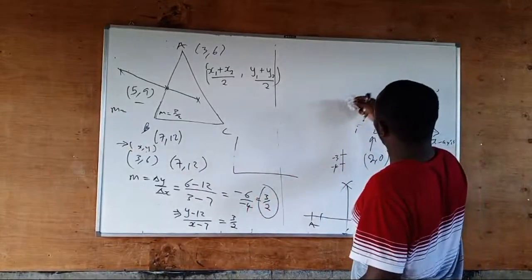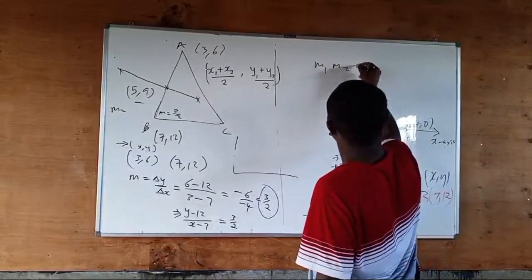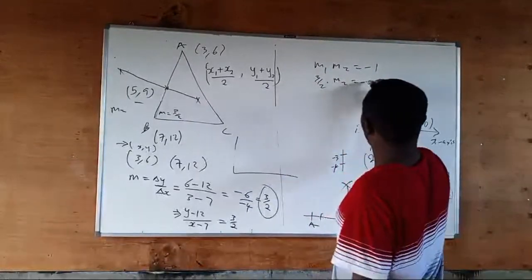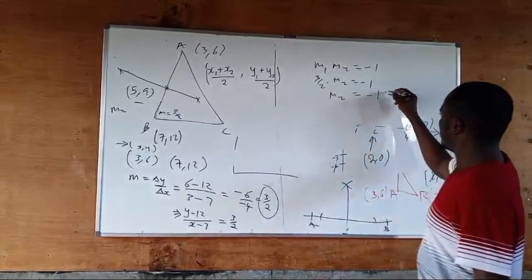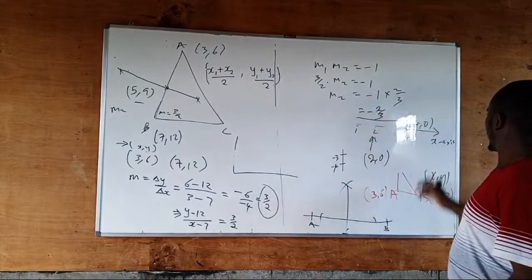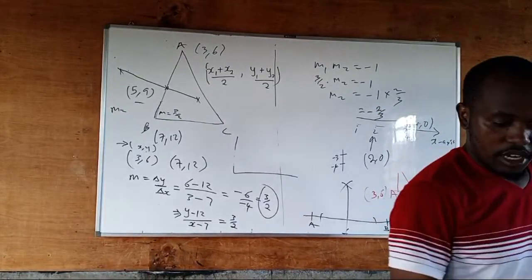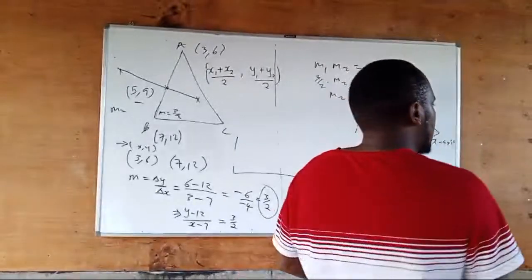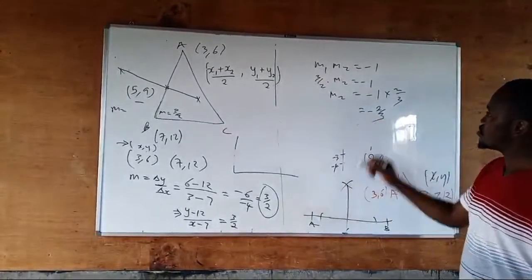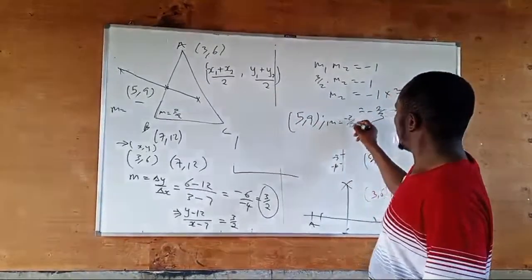Hakuna mtu anaona kivutio, unajua iko inakata blacks. m1, m2 equals -1. So this is 3 over 2 times m2 equals -1. m2 equals -1 times 2 over 3, which is -2 over 3. So inakuja -2 over 3. Now you have a point (5, 9), then gradient -2 over 3.